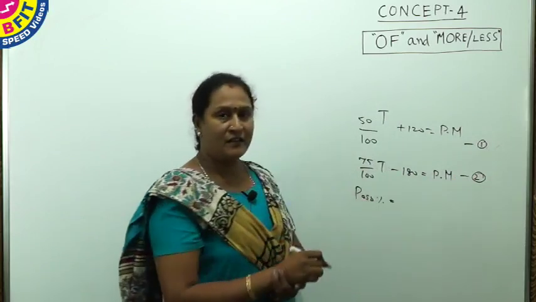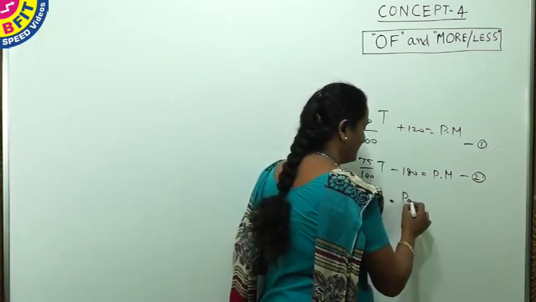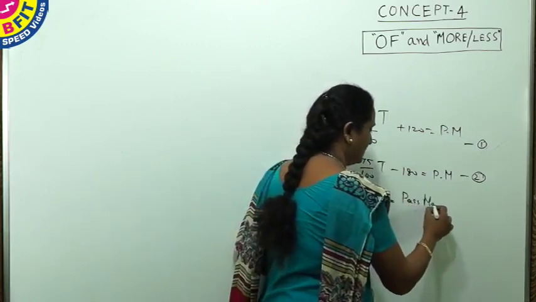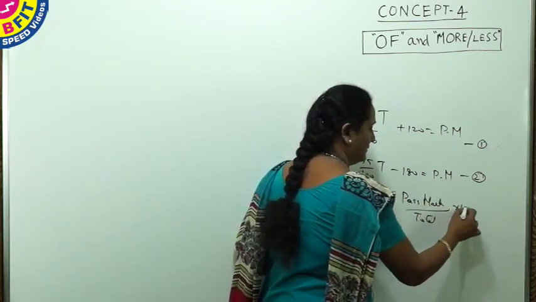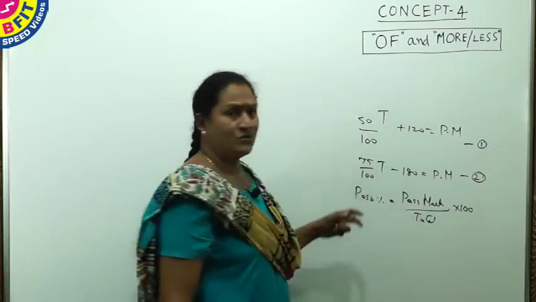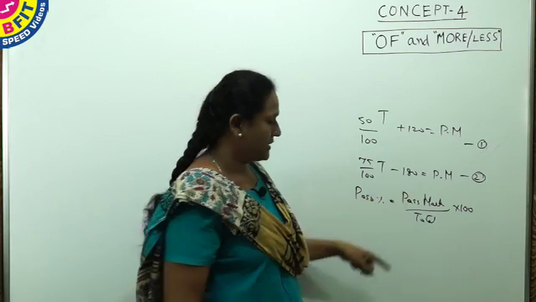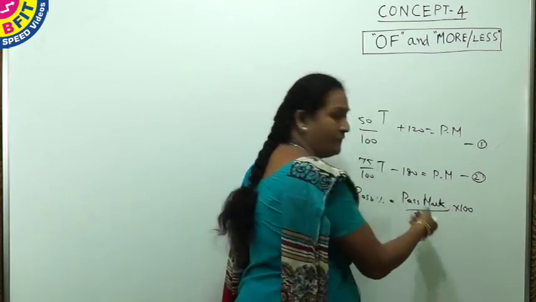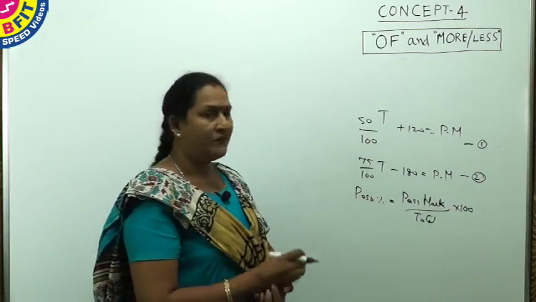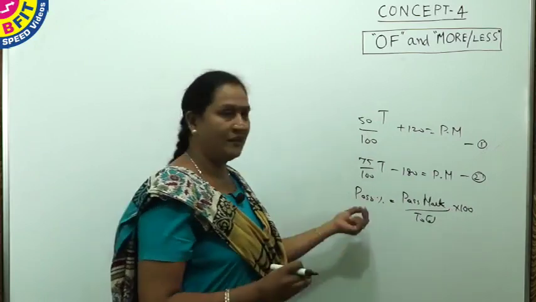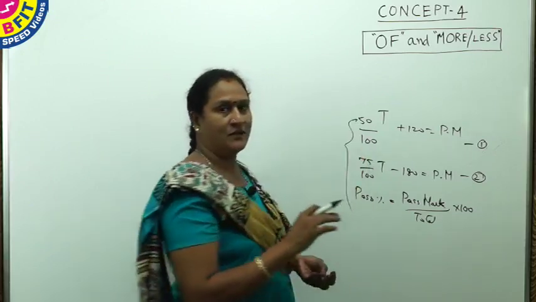So how can we find the pass percent? Divide the pass mark by total into 100. So after solving, we get the total marks and the pass mark. So divide the pass mark by the total into 100, we get the pass percent. But instead of doing all this, we'll use a simple logic to find the pass percent. So no need to do all these calculations. The actual working is this.